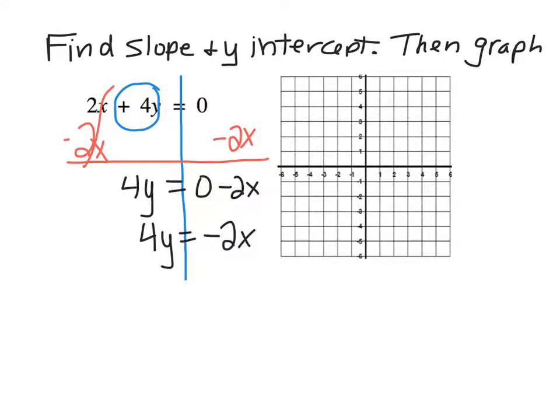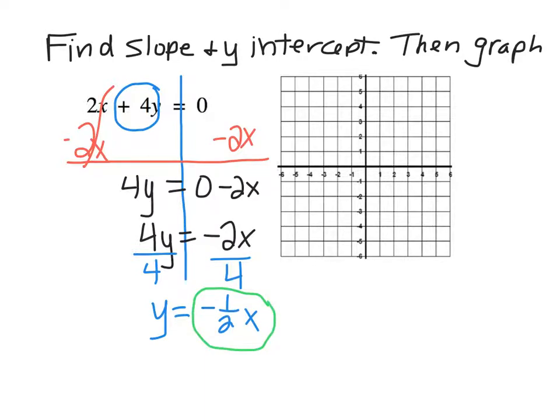And my y right now is being multiplied by 4. So the inverse of multiply is to divide both sides by 4. So I have y equals negative 1/2 x. So now that I've solved it, I need to identify my slope and my y-intercept. Now my slope is always the one connected to the x. So my slope equals negative 1/2.